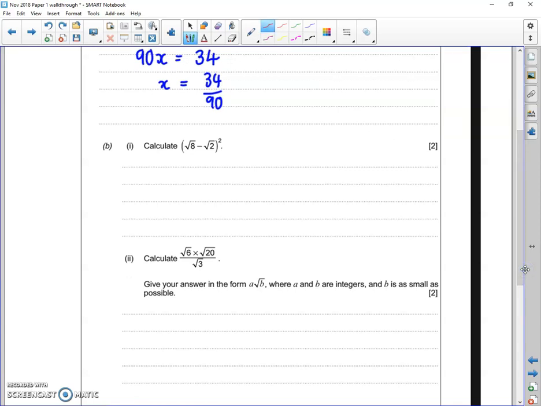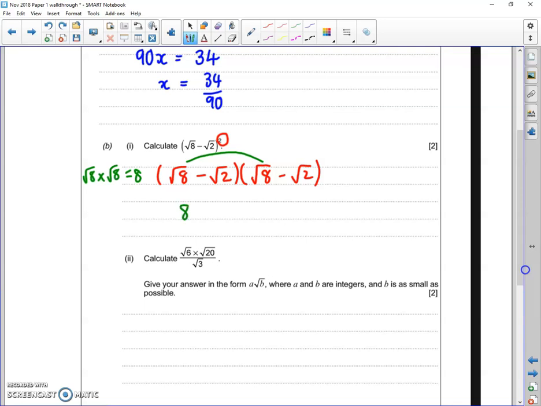Okay, expanding brackets with surds in. It's squared, that means it's the same bracket twice, and then use FOIL. It helps if you know your shortcut rules for surds. So root 8 times root 8, when they match, is just plain old 8, both positive.